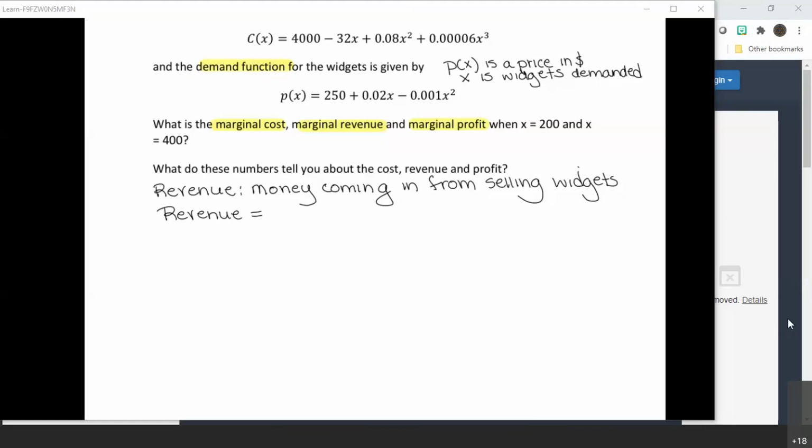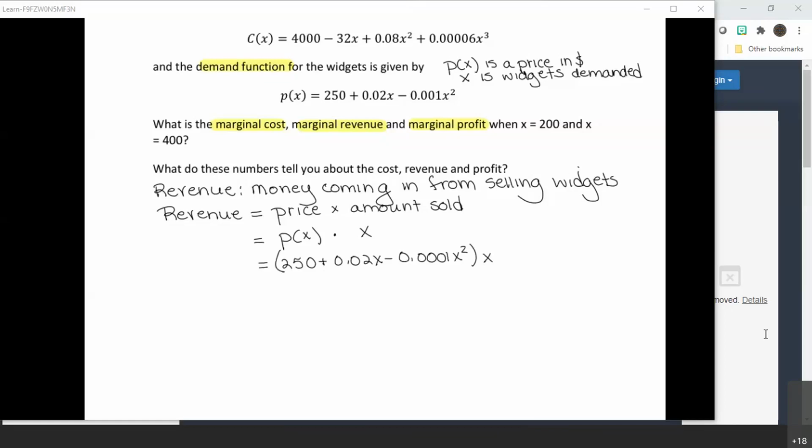Okay, I see it. Price times the amount sold. Multiply the price, 10 cents, with the 8 bananas. Good. So revenue is price times amount sold. So that's my P of X times X, right? X is the quantity demanded. And P of X is 250 plus 0.02x minus 0.0001x squared, times X.